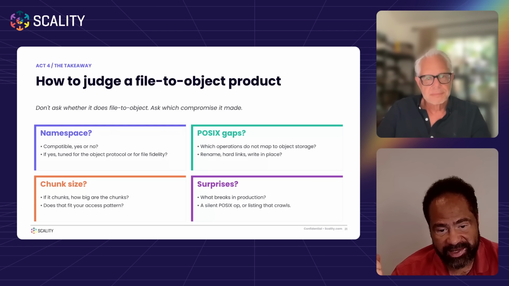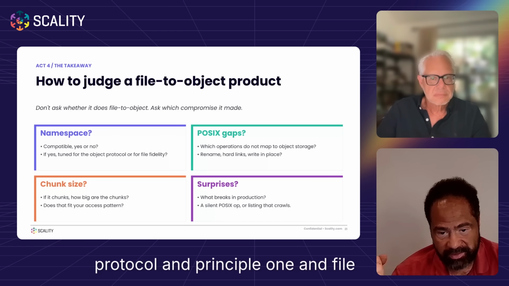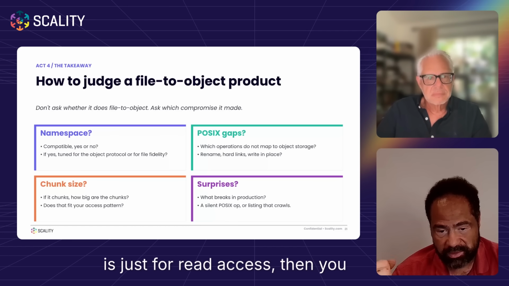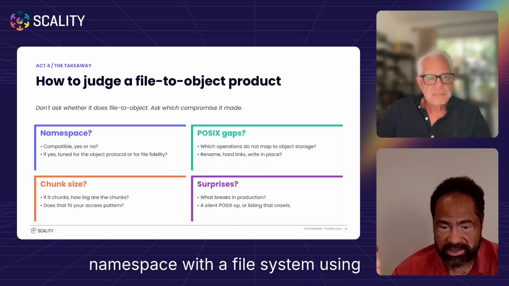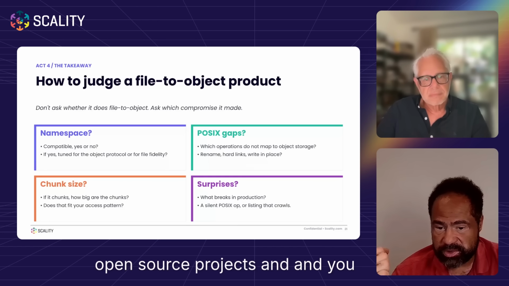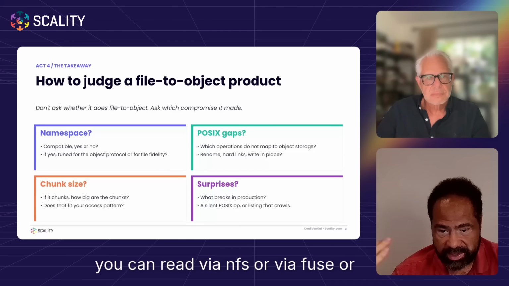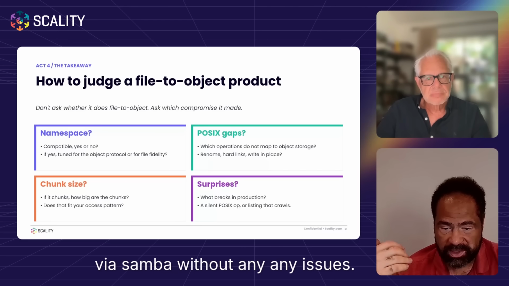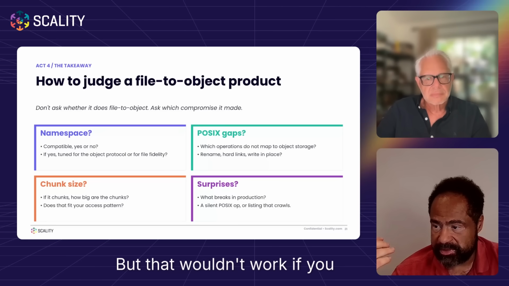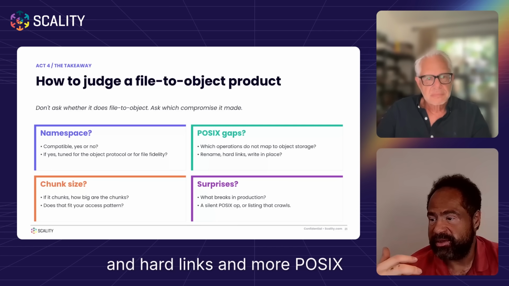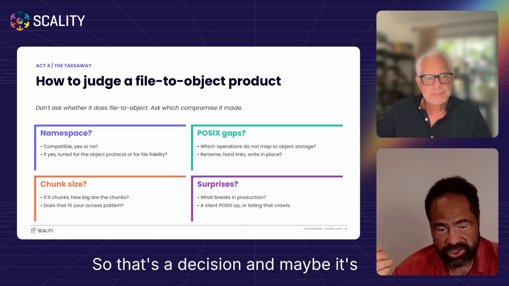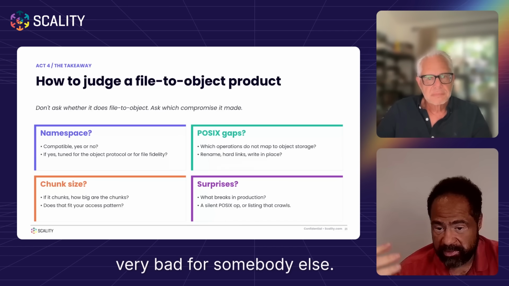Yeah, I see what you mean. If it's okay that object is the protocol and principal one and file is just for read access, then you can export your S3 data on the same namespace with a file system using some of the FUSE open source projects. That's right. And you get one-to-one mapping, and you can read via NFS or via FUSE or via Samba without any issues. But that wouldn't work if you wanted to do things like renames and hard links and more POSIX oriented features. So that's a decision, and maybe it's great for you. It may be very bad for somebody else.